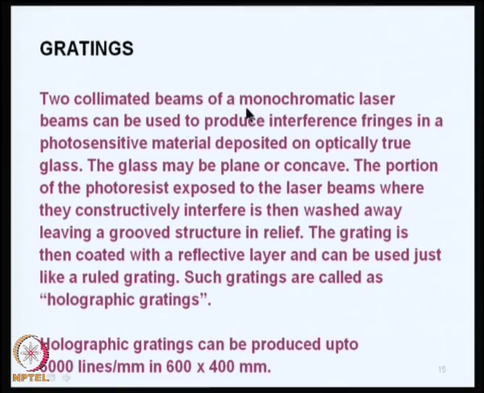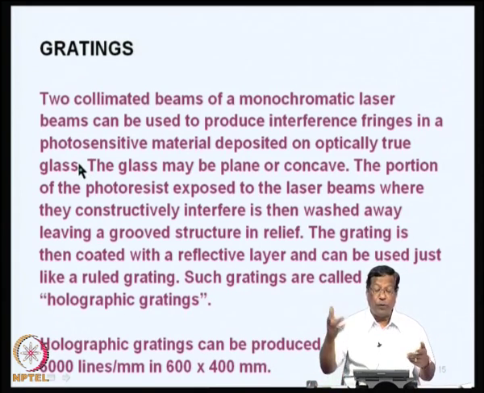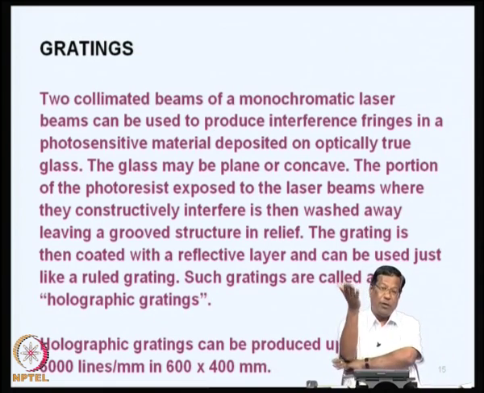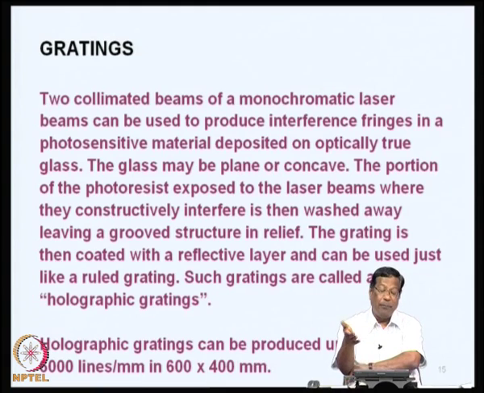Now, then we continue our discussion. What is basically a grating? Two collimated beams of monochromatic laser light can be used to produce interference fringes in a photosensitive material deposited on optically true glass. So, how do we make a grating? We take two collimated laser beams and project them onto the glass coated with a photosensitive material, and when the laser falls on the photosensitive material, it reacts, it will be exposed.